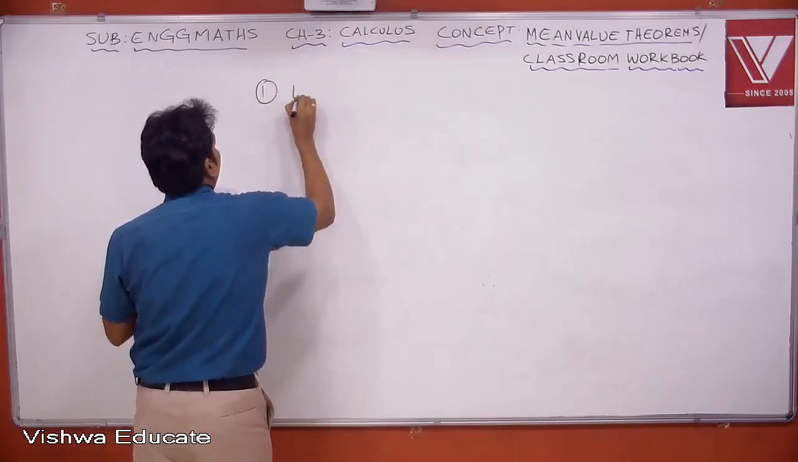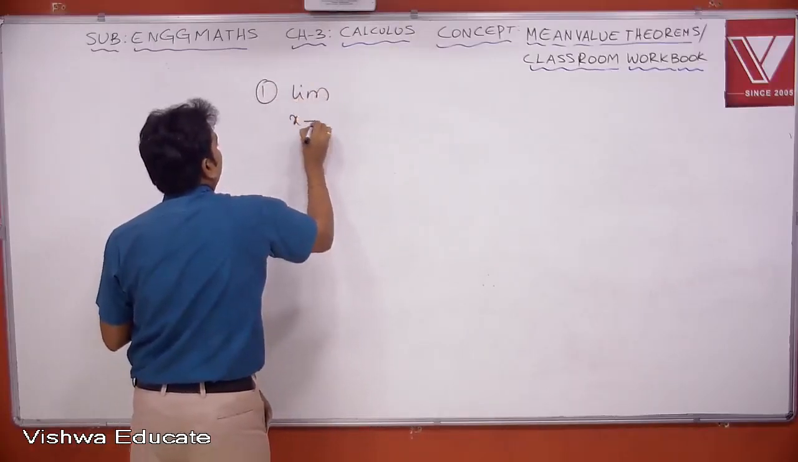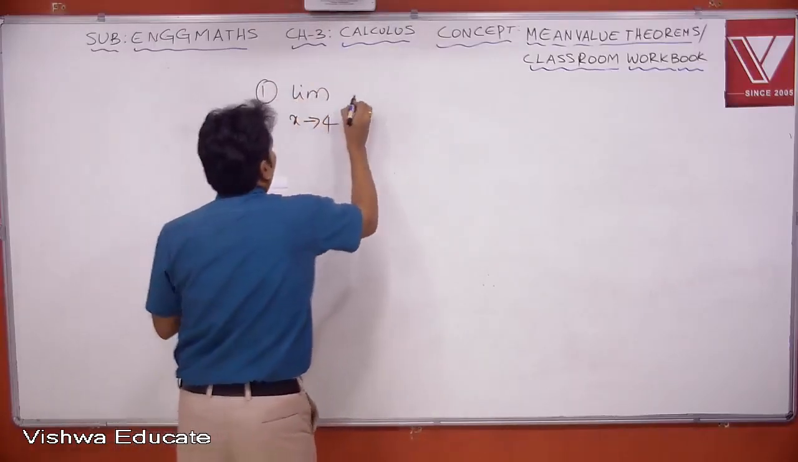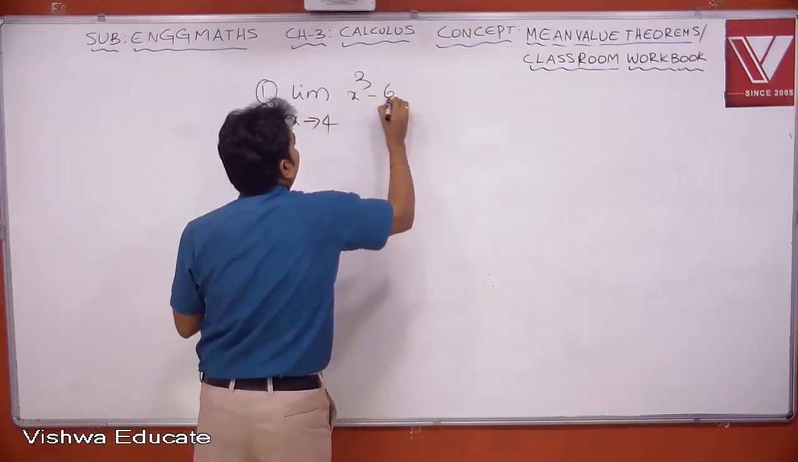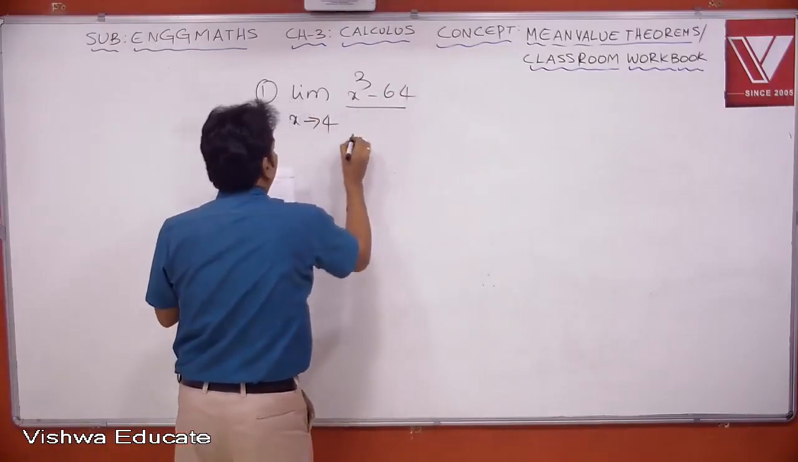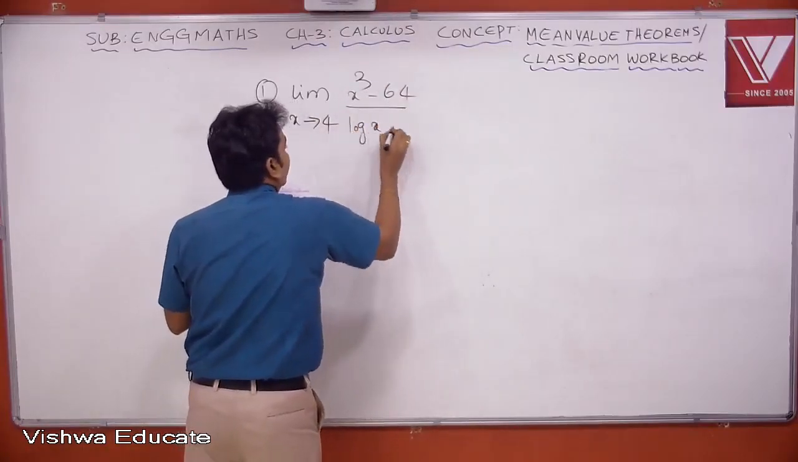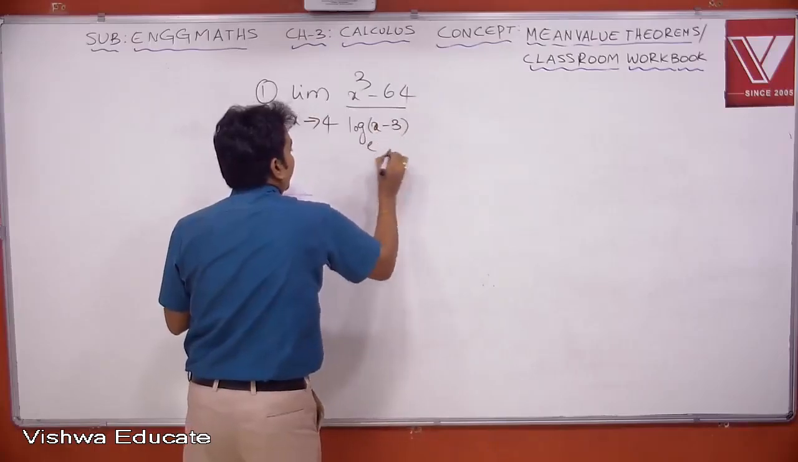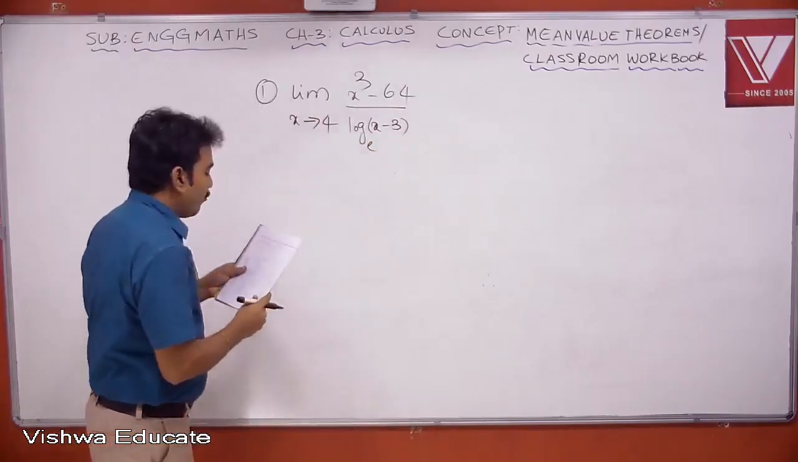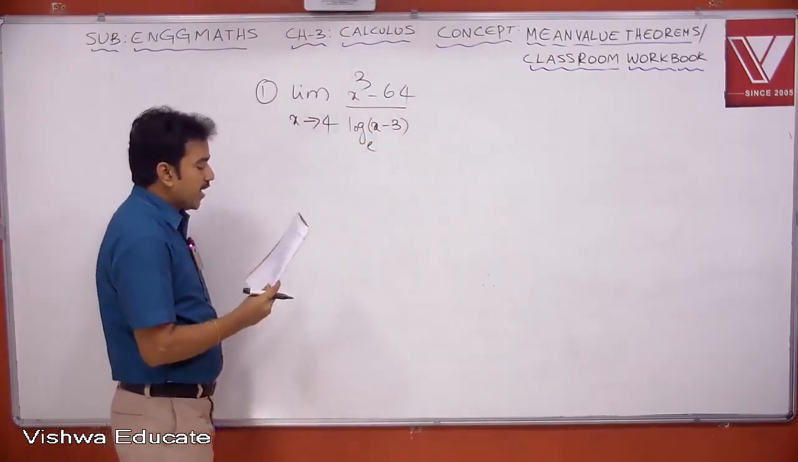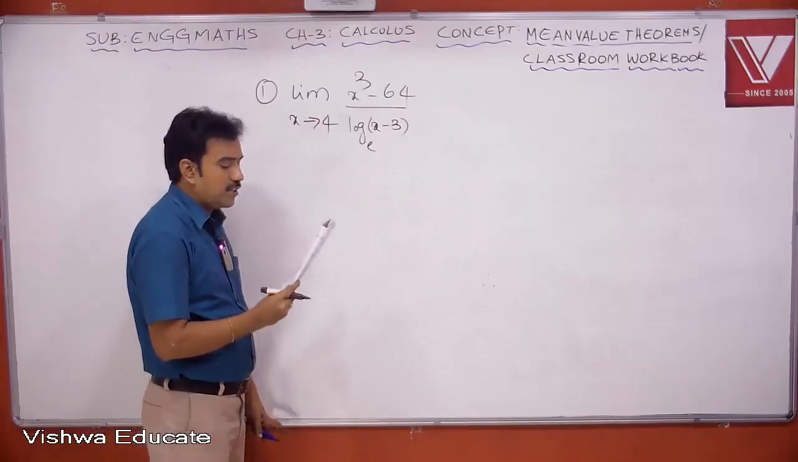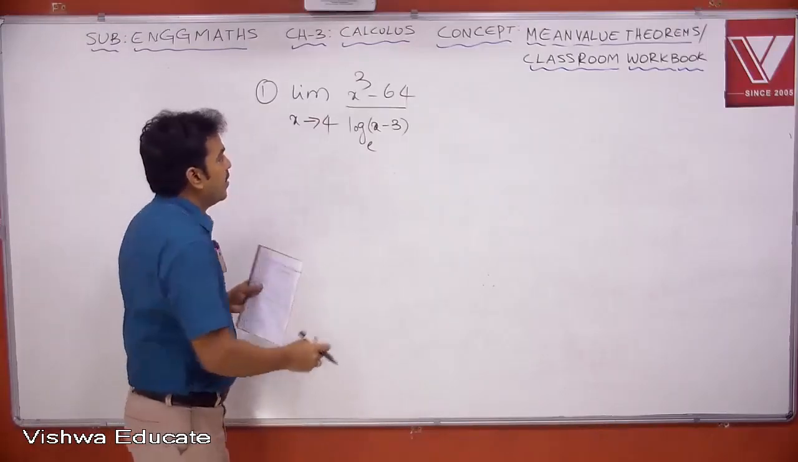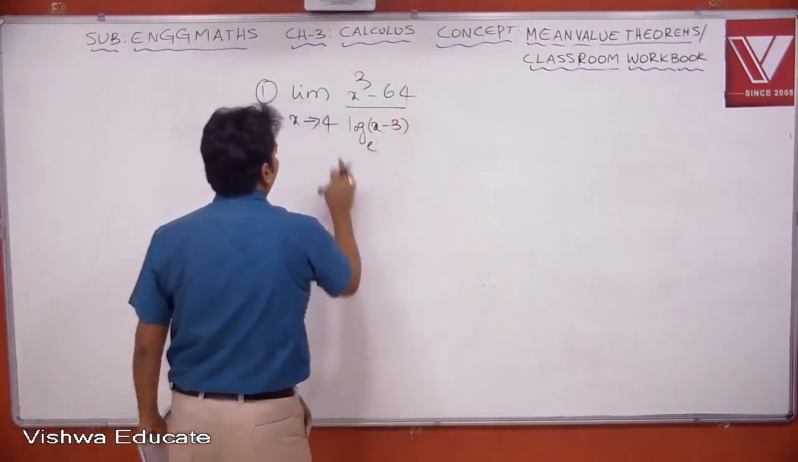What is it? Limit x tends to 4, x cube minus 64 divided by log of x minus 3 to the base e. So we need to find out this. Options are given as 24, 48, 72, 96. Let us calculate this limit.